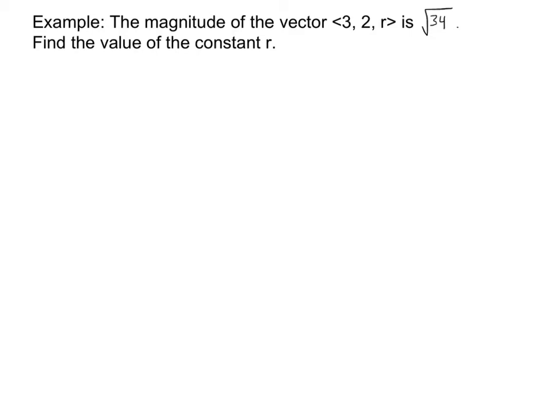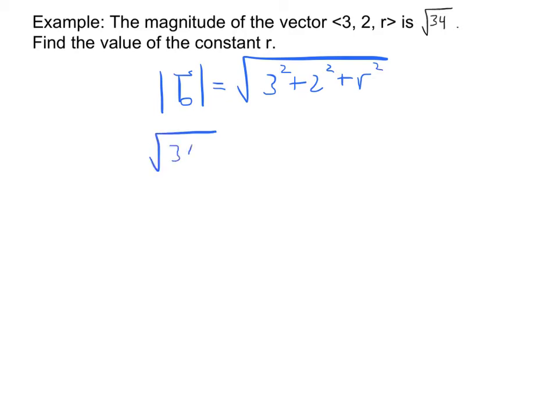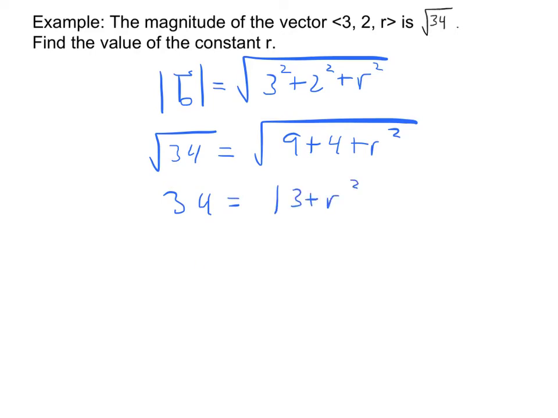So we know the magnitude of b is supposed to be the square root of the sum of the components squared. So in some sense, we know the magnitude of this vector is 3 squared plus 4 squared plus whatever r squared is. So now we have the square root of 34 is 9 plus 4 plus r squared. If we square both sides, we should be able to solve this. 34 is 13 plus r squared. That means r squared is 21. So r is plus or minus the square root of 21.